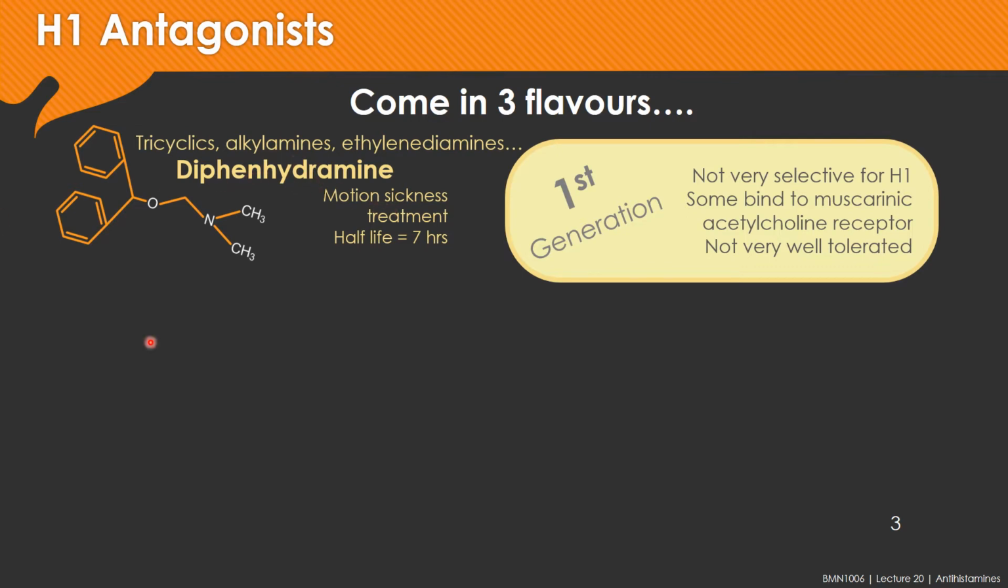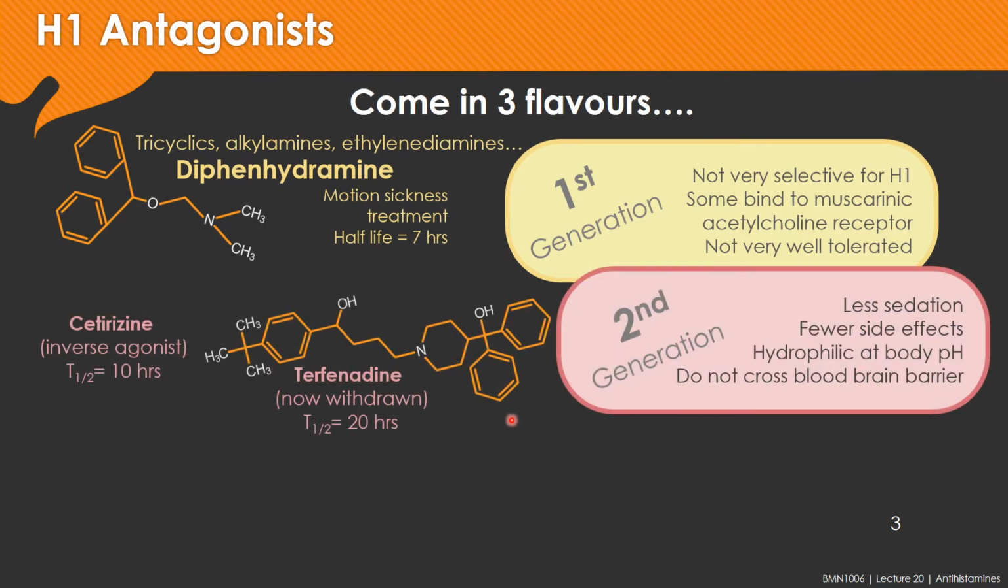Then you have the second generation antihistamine, which is less sedative and has fewer side effects. It is less sedative because these molecules are hydrophilic and therefore they cannot cross our blood-brain barrier, which is a membrane that is hydrophobic. Examples of second generation drugs are cetirizine and terfenadine.